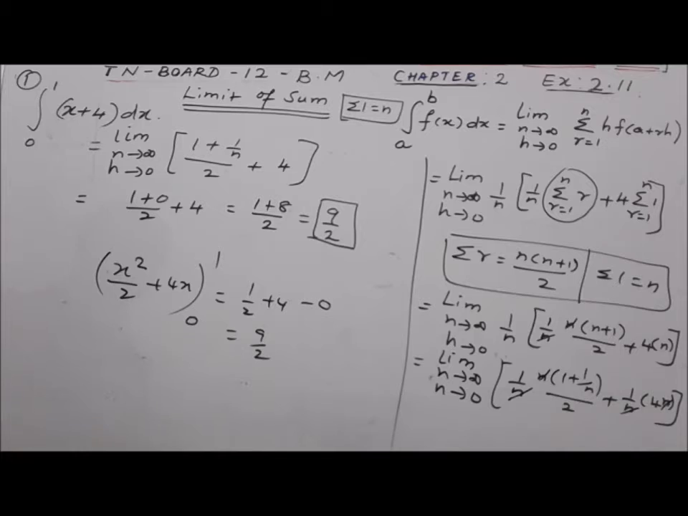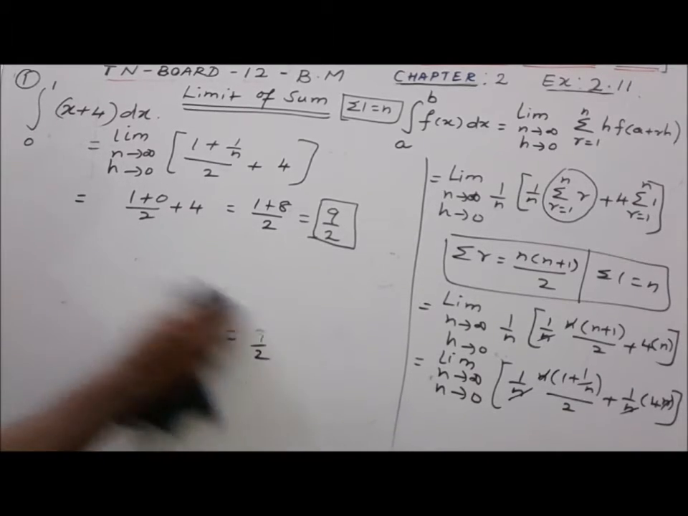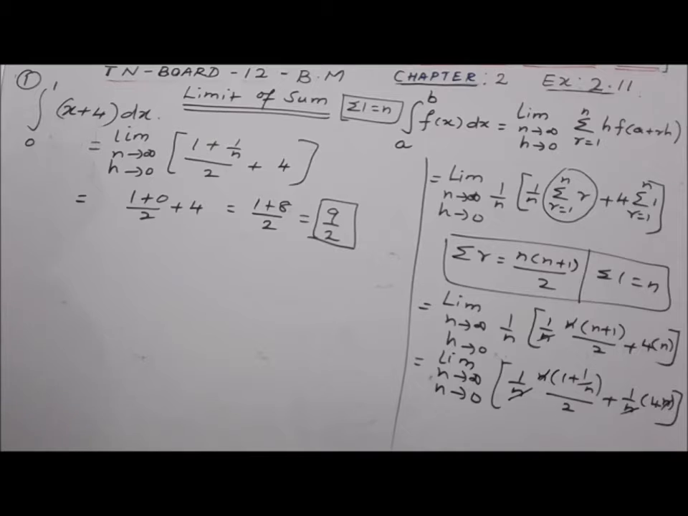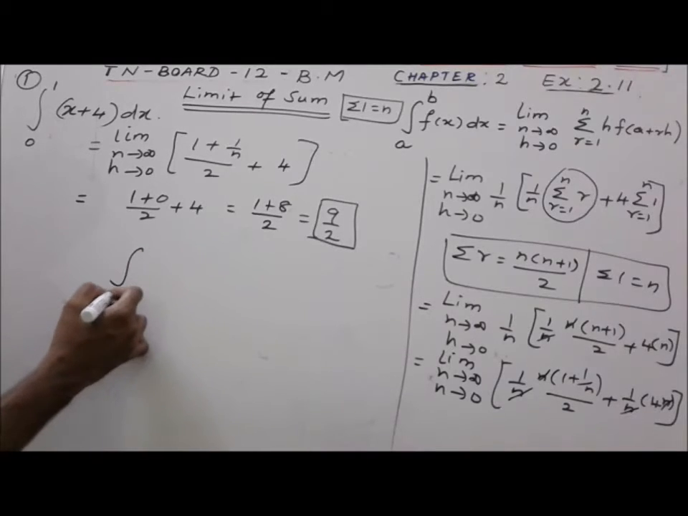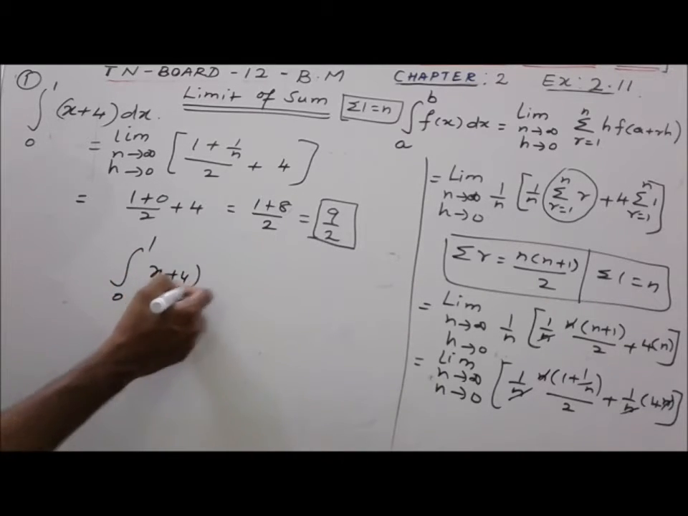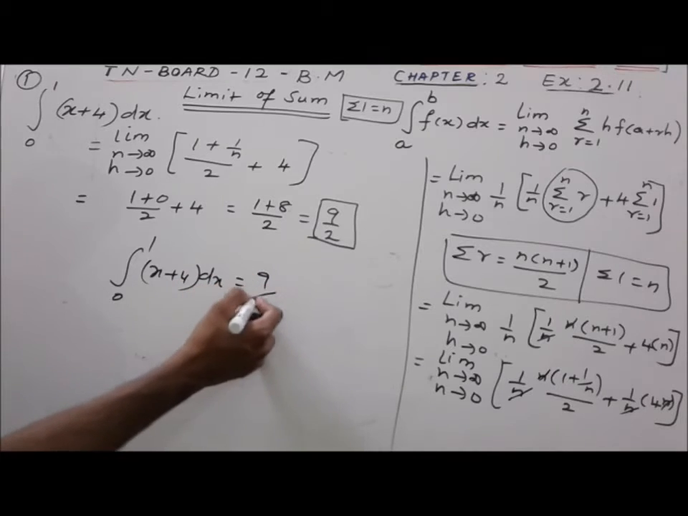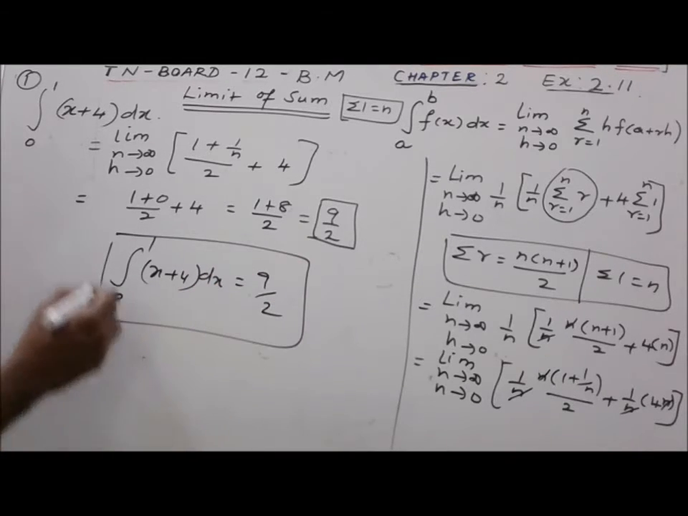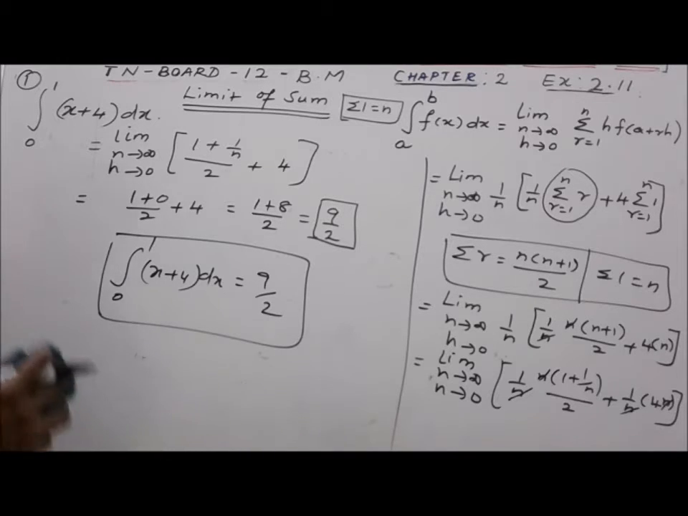You yourself check by simply integrating and substituting lower and upper limit values. So the value of integral 0 to 1 x plus 4 dx is equal to 9 by 2 by using limit of sum. Now we are moving to question number 2. I think it is clear to you. Now we are moving to the next question.